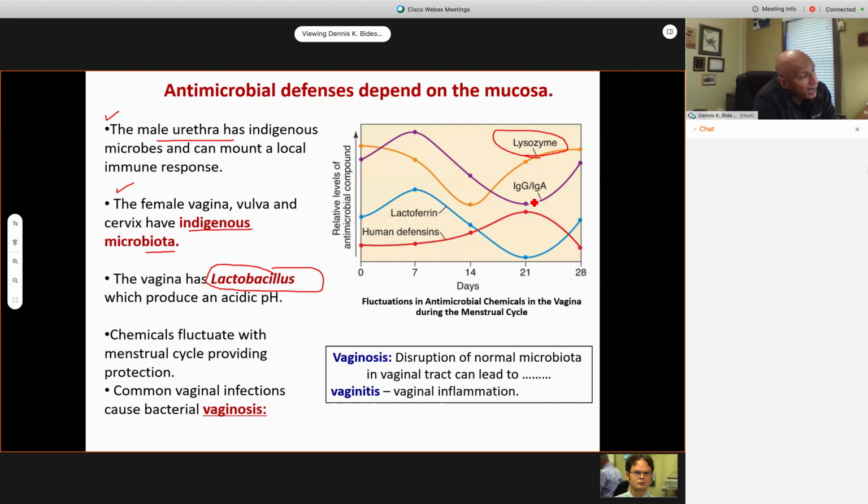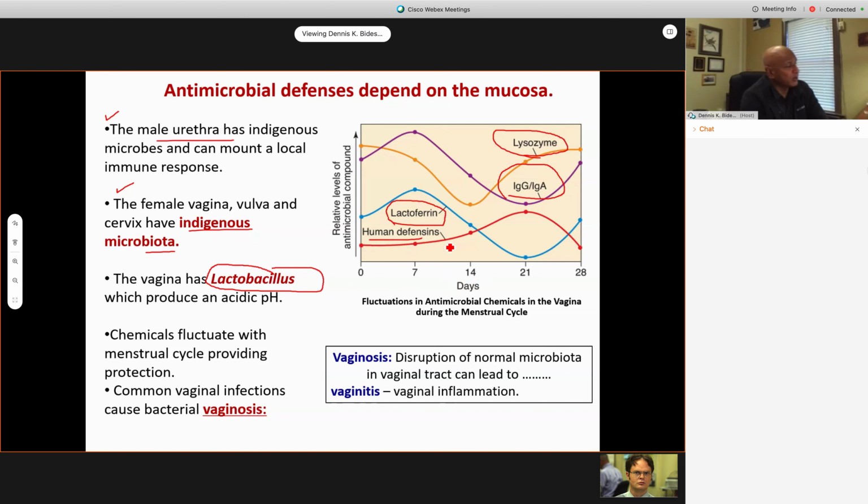We have antibodies, IgG and IgA, that also help with defense. There's a molecule called lactoferrin. This molecule actually picks up iron. Bacteria need iron, in particular, for their metabolism. So again, this helps in inhibiting growth of microorganisms. And of course, there are defensins. These are small molecules. Think about the term defensins. They help protect against bacterial infections.